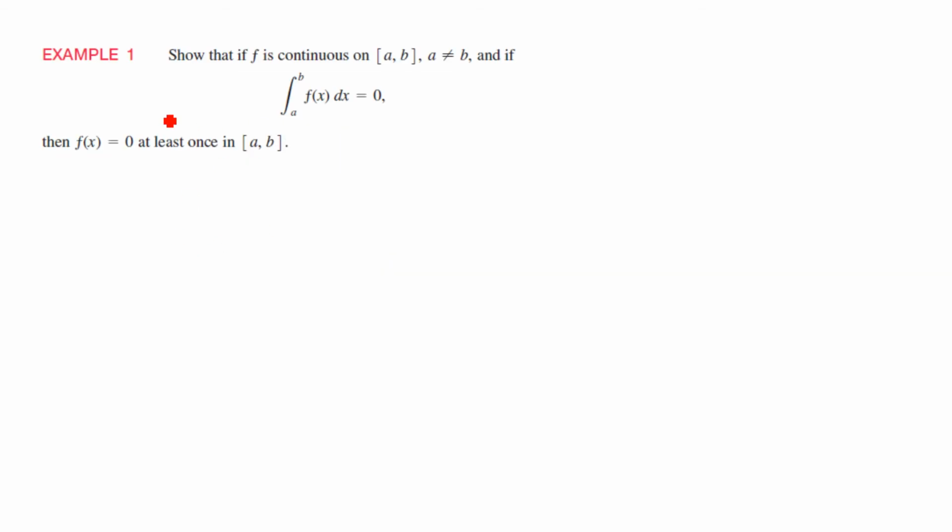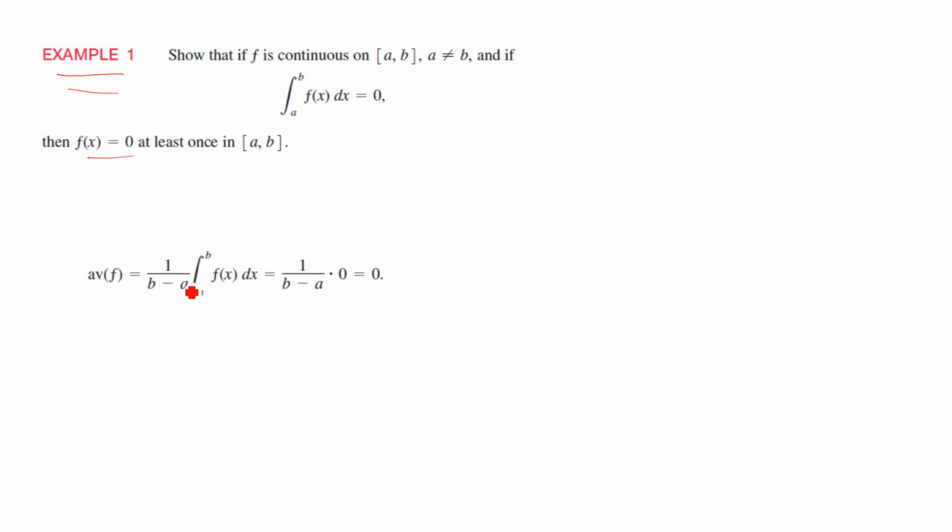Okay, here is the next example of the application of the mean value theorem. Show that if f is continuous on the closed interval [a, b] where a is not equal to b, and if the integral from a to b of f(x) dx is equal to 0, then f(x) is equal to 0 at least once in the interval [a, b]. Okay, so let's find the average value, then we'll conclude something.